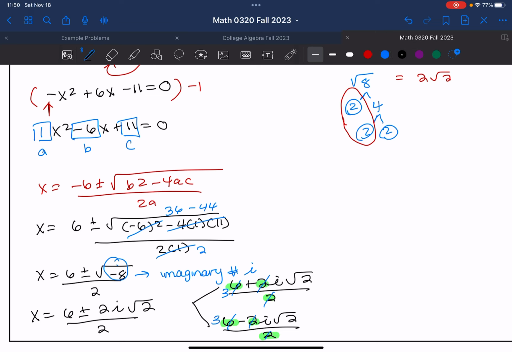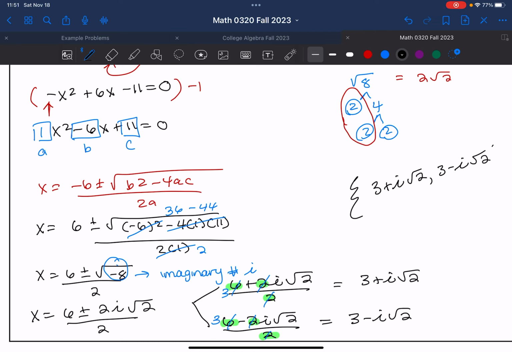So that means we have 3 plus i square root of 2 over 1, which I don't need to write, and 3 minus i square root of 2 over 1, which again, I don't need to write. So I have the solution set of 3 plus i square root of 2 and 3 minus i square root of 2. And that's my answer.